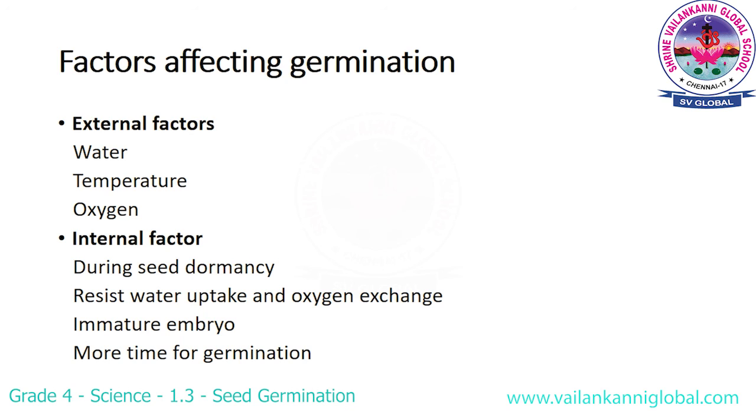Seed dormancy. This is a condition in which the seeds are prevented from germinating even under favorable conditions. During seed dormancy, the seed coat, which is resistant to water and gases, restricts water uptake and oxygen exchange. Seeds with undeveloped or immature embryos do not germinate. Certain seeds contain plant growth regulators which inhibit seed germination. Some seeds require more time for their germination.